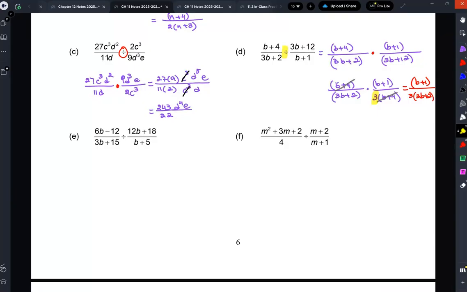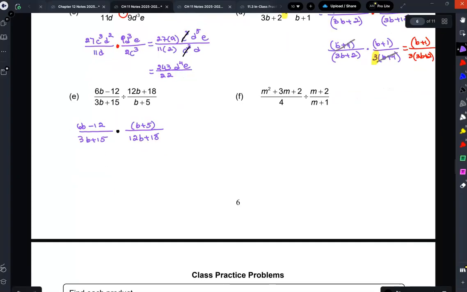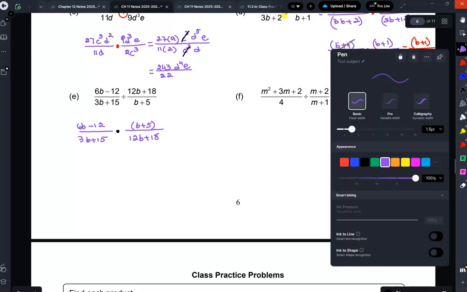This one. Let's do this. Okay. 6b minus 12 over 3b plus 15. What do I do first? Times. What goes on top? 12b plus 18. Okay, factor. I'm going to race you to factoring this. Are you ready? On your marks? Get set. Go. There are how many things we need to factor? Ooh, it's in between 2 and 4. Three things. Okay, good. All right, go. Don't look at mine. Don't cheat. Come on, go.